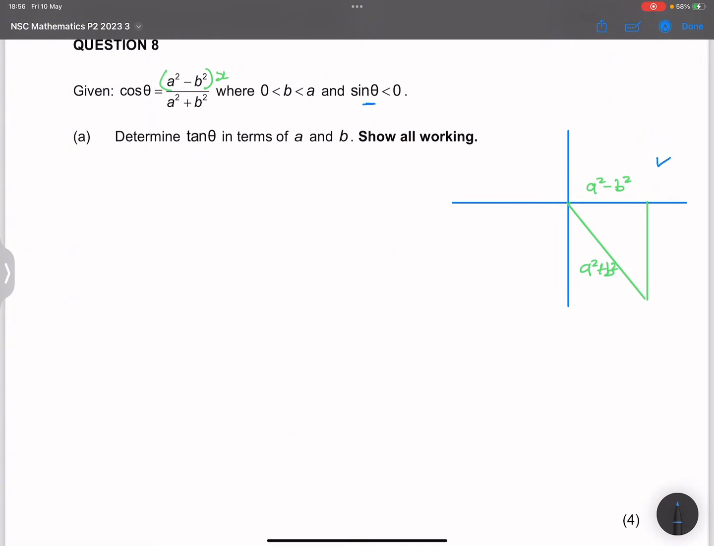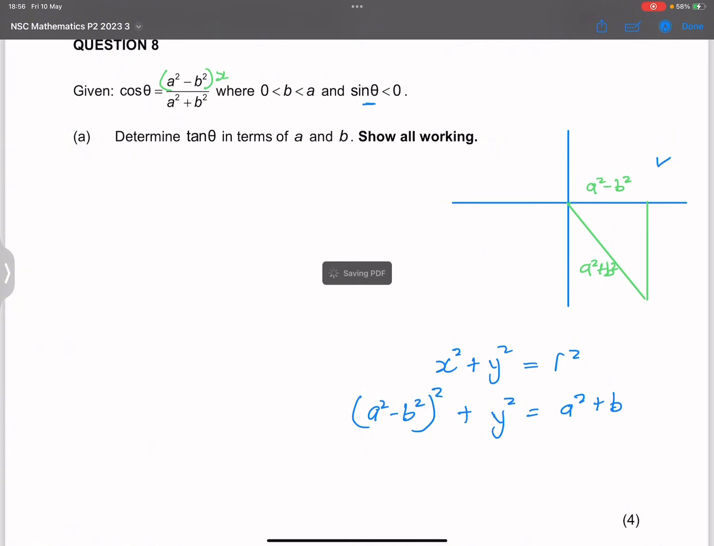So we know that x squared plus y squared is equal to r squared. That's Pythagoras, right? But what do we have in this case? Our x value is a squared minus b squared, and that is squared, plus our y squared, which is what we are looking for. Our r squared is a squared plus b squared. And remember, ladies and gents, that this is squared.